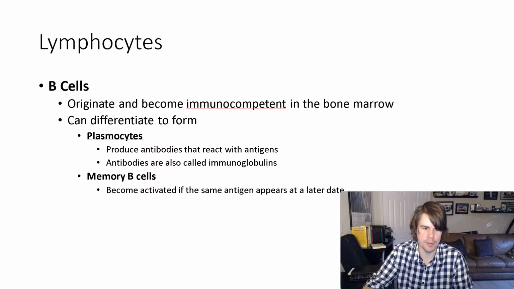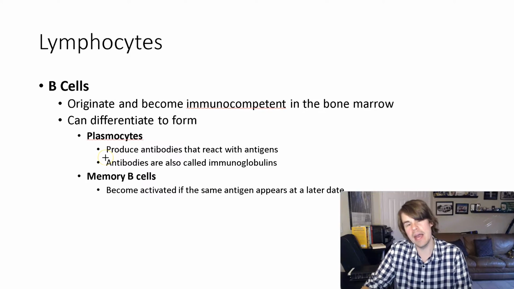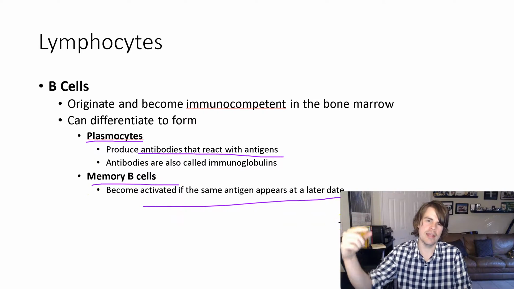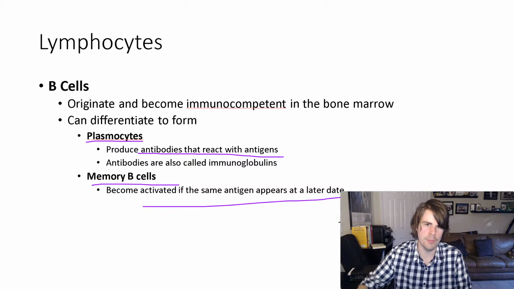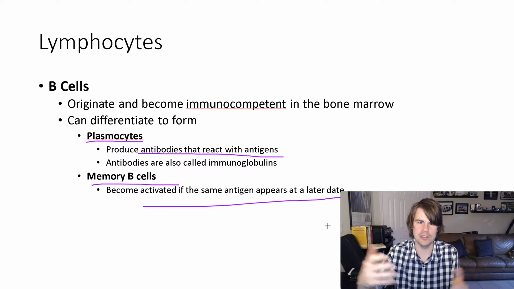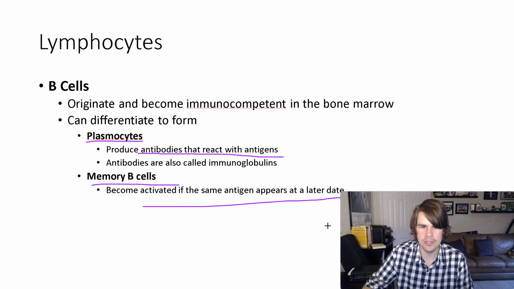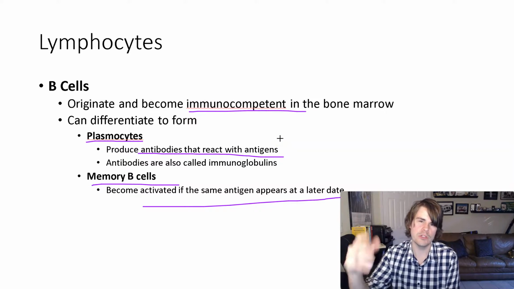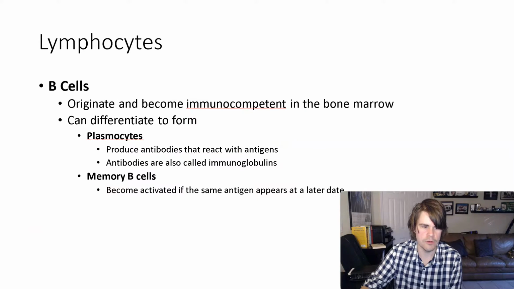B cells, though, for our purposes with antibodies, are the main players. Again, they have to be activated by helper T cells, but these plasmacytes, or plasma cells, produce the antibodies that react with antigens. Memory B cells become activated if the same antigen appears at a later date. They can become those plasma cells and produce 100 million antibodies in an hour. So you can see that it's very rare for you to get an infection if you have a healthy immune system. Your system is really built to protect you. Immunocompetent means you have a system that works. Immunosuppressed means you have a system that is working beneath the threshold it needs to work at.